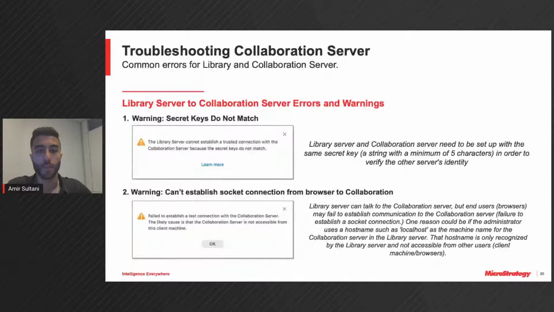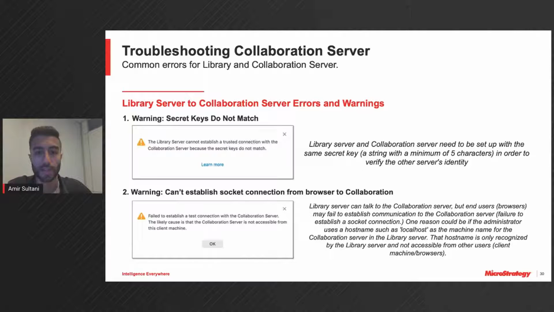Next, we'd like to discuss the warnings and errors you may encounter when configuring library and collab server. The first is a warning which states the secret keys do not match. Essentially, library and collaboration server need to be set up with the same secret key in order to verify the other server's identity. If the secret keys do not match, library cannot talk to the collaboration server.